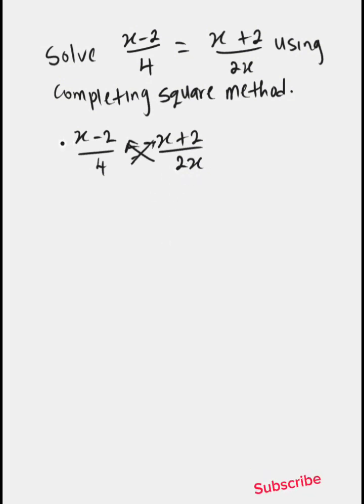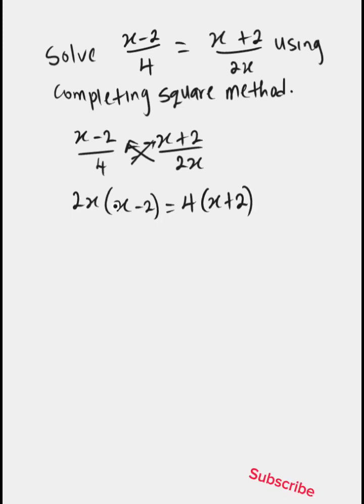So 2x multiplies here to give us 2x into (x minus 2). 4 multiplies here, so we'll have 4 multiplying (x plus 2). Let's operate. 2x times x gives us 2x squared. 2x times negative 2 gives us minus 4x. Over here, 4 times x gives us 4x. 4 times 2 would give us 8.